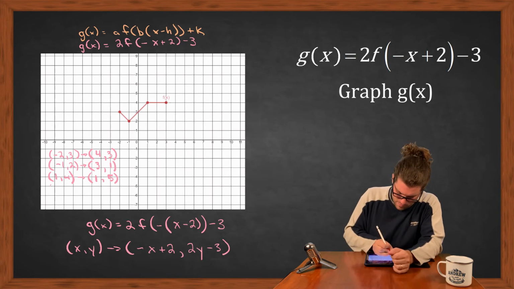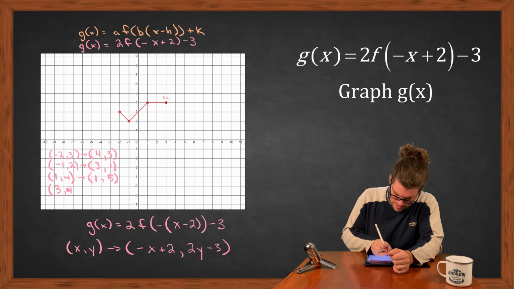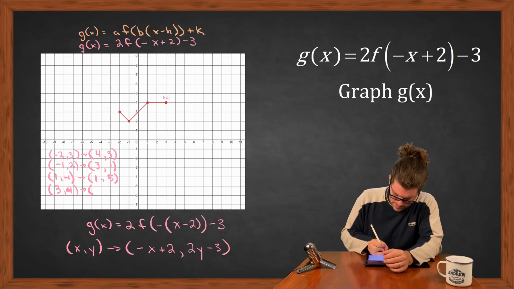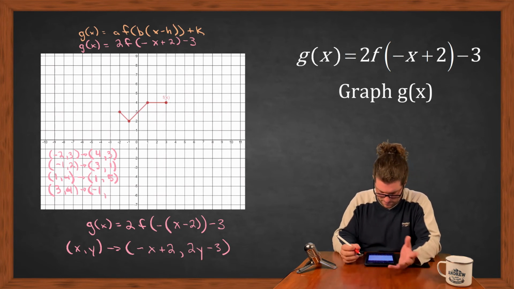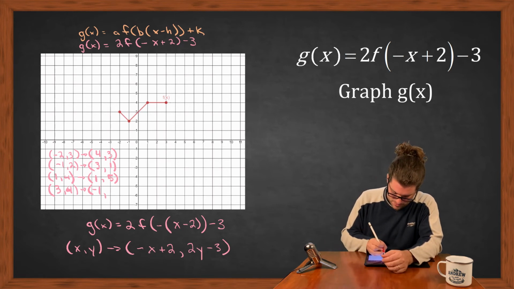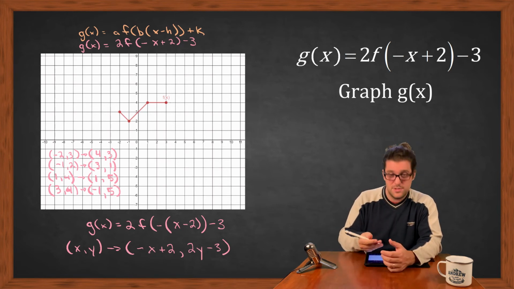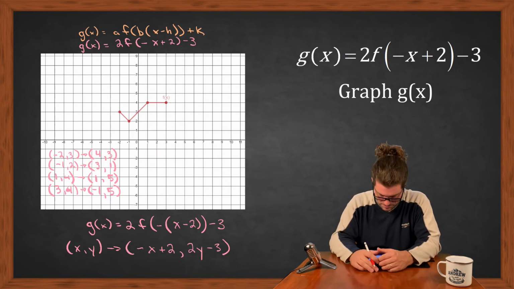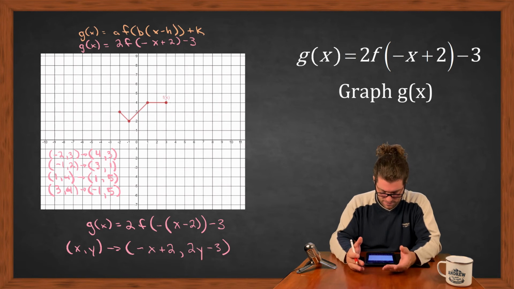Then we're going to move over to my last point, which is at 3, comma 4. For that one, for the x value, negative 3 plus 2 is negative 1. And the y value should be the same because it's a 4. I'm going to do it anyway, so it's 2 times 4 is 8, minus 3 is 5. But it's the same y value at 4 to begin with, so it's got to be the same one afterwards. All right, so here are my 4 new points.